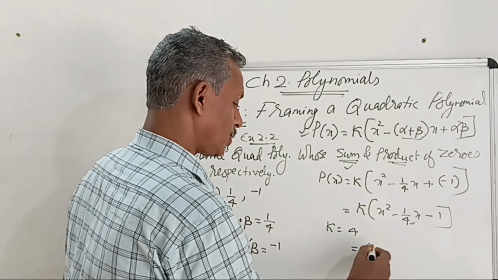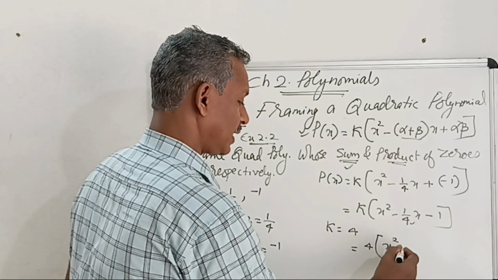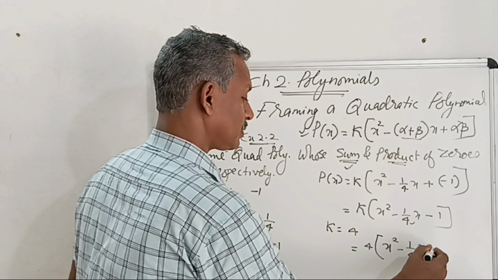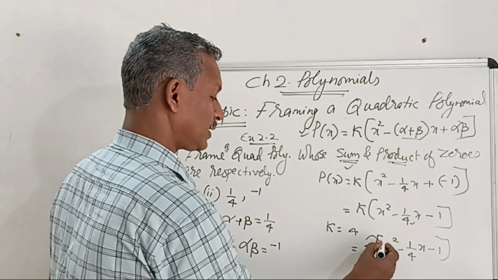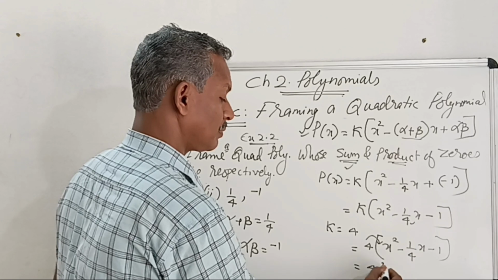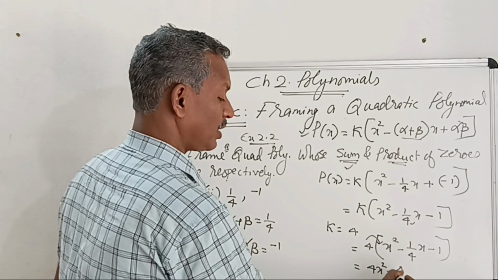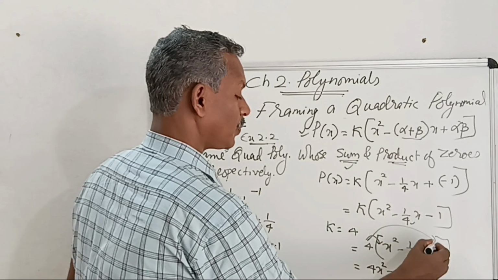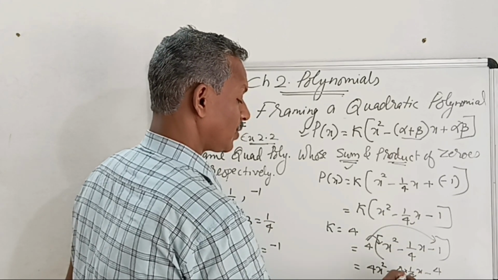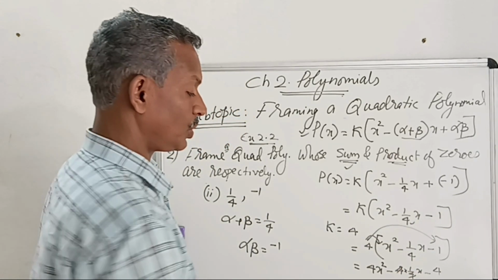When k is 4, 4 into x square minus 1/4 x minus 1. When you multiply with 4, 4 into x square, it is 4x square minus 4 into 1 by 4 x minus 4 into 1, it is 4. This 4 gets cancelled. So you get 1x.